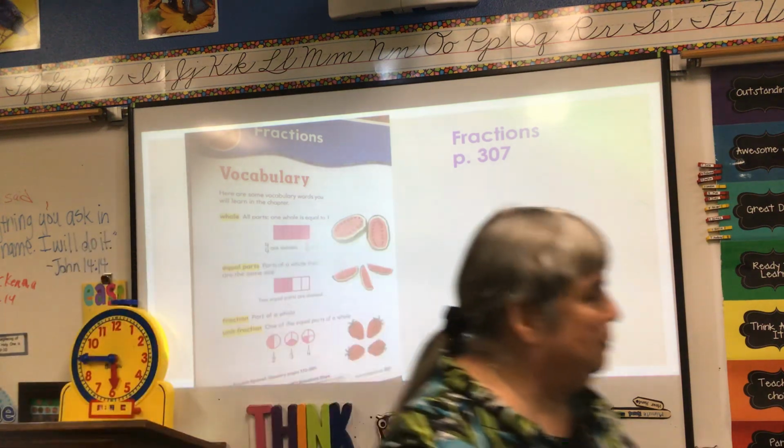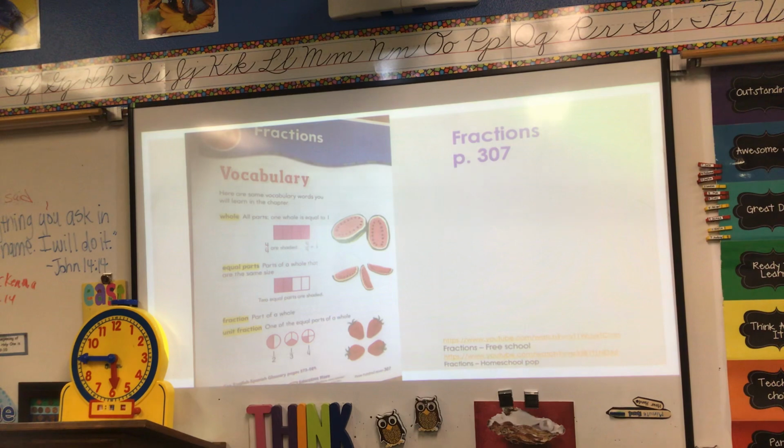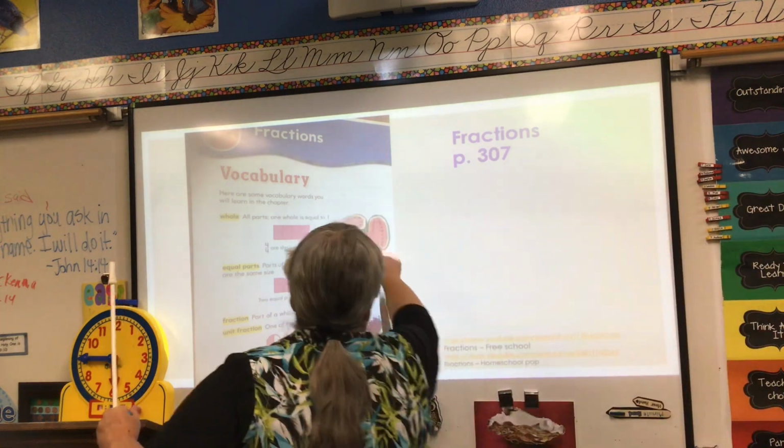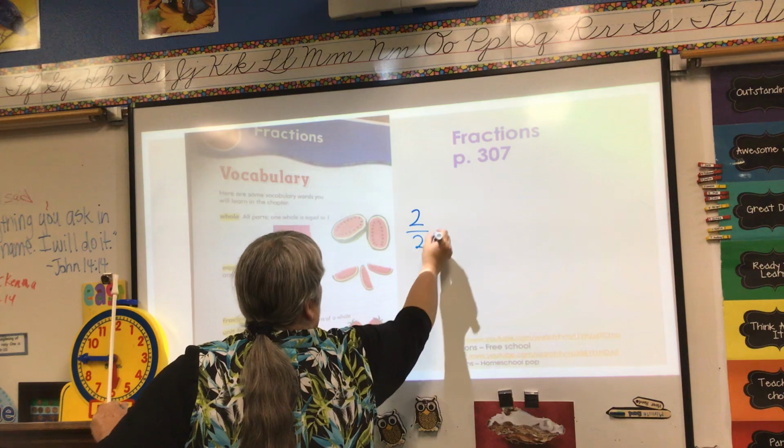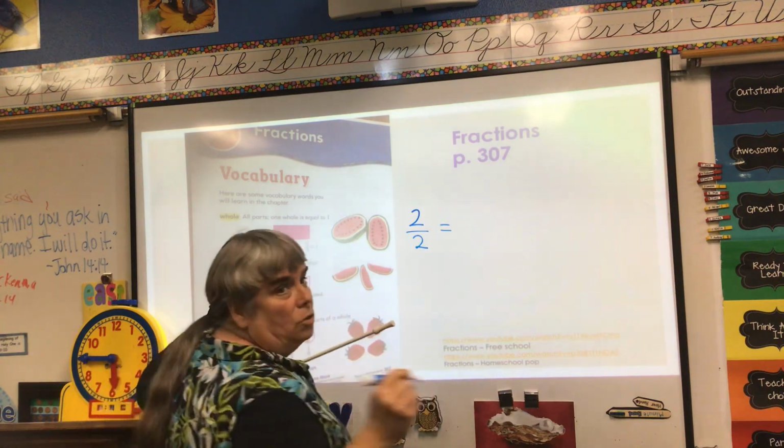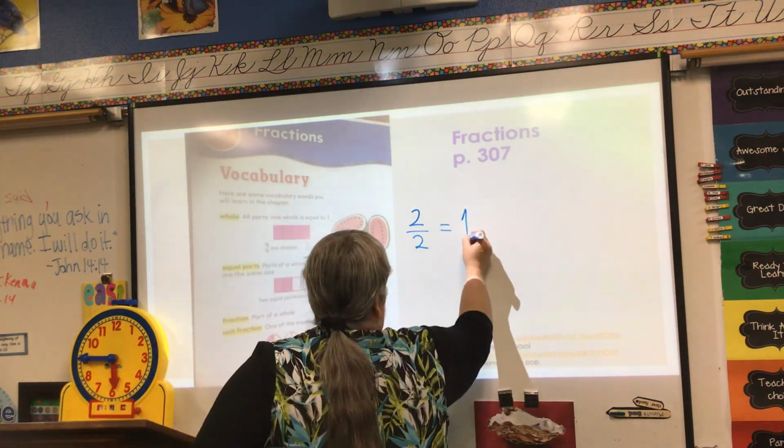Now right here they have a watermelon that's cut in half. So what they have here is really 2 halves. And 2 halves is also equal to 1.